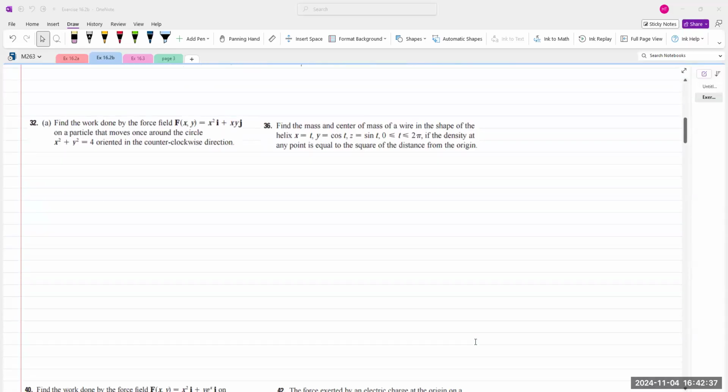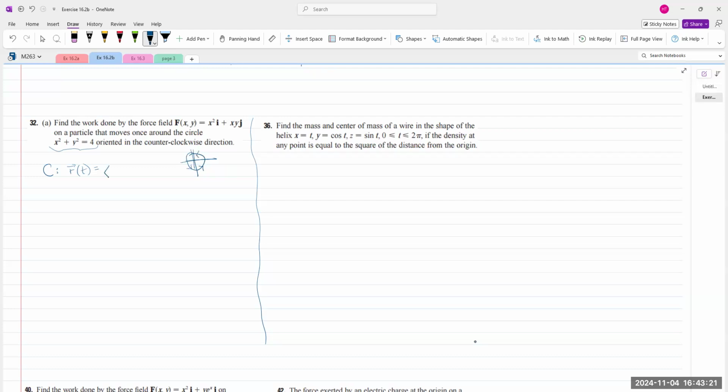Let's go on. Number 32. Now we have some work to do. Number 32a, find the work done by the force field on a particle that moves once around the circle. This is a circle with radius 2, counterclockwise. So let's parameterize that. Curve C is given by r(t). By the way, that's one skill that you need to start developing. They will tell you this particle will move around the circle counterclockwise, and you need to be able to come up with the parameterization of that path. That's a circle with radius 2 going counterclockwise, right?